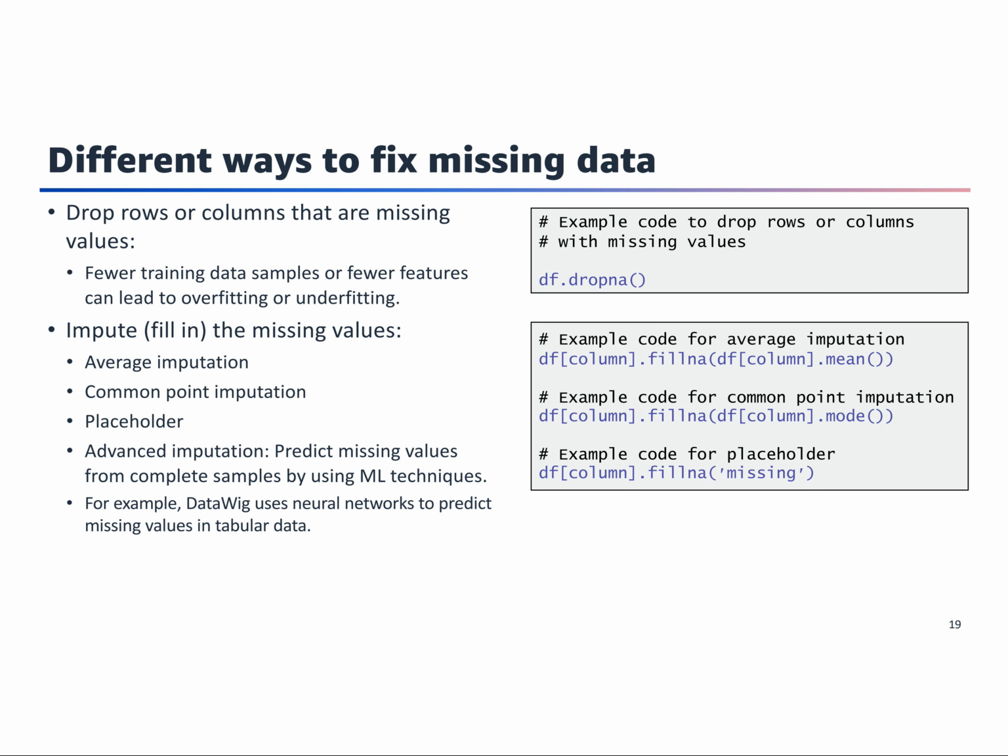Data imputation is another approach that can be used to handle missing data. There are different techniques to implement it, like average imputation, common point imputation, and placeholder. Some advanced imputation techniques are also available, like predicting missing values using ML techniques. One example is DataWig, an open-source library that uses deep neural networks to impute missing values in data tables. For more information about DataWig, see awslabs/datawig on GitHub at https://github.com/awslabs/datawig.